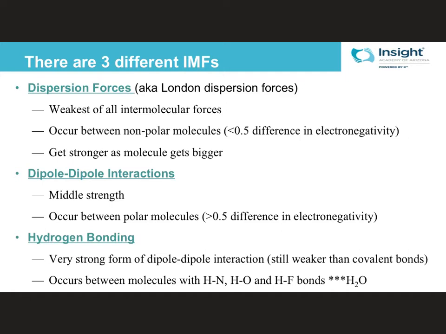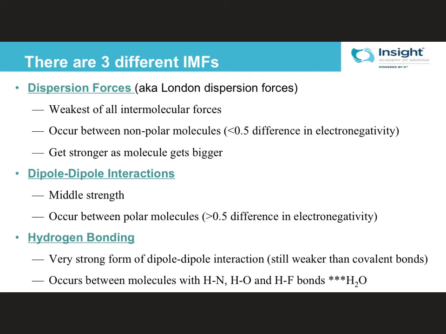The first is your dispersion forces, sometimes also called London dispersion forces. They are the weakest of all intermolecular attractions, and they occur between nonpolar molecules, so molecules that have less than a 0.5 electronegativity difference. These are really, really weak, but they do help the neighboring molecules attract to each other. And if you can make the molecule bigger, like longer, so there's more surface area to interact, these will actually get a little bit bigger.